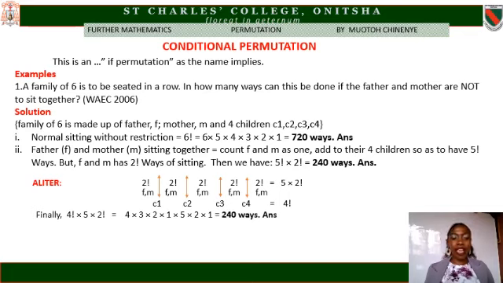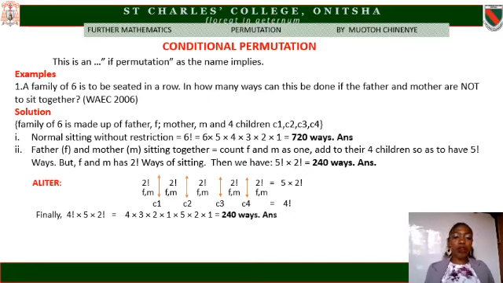WAEC 2006. Before we go into answering this question proper, let's look at some aspects of this question. The family of 6, remember, is made up of father, mother, and 4 children. So if we are having normal sitting arrangements, which means that the father can decide to sit anywhere he likes, the mother can sit anywhere she likes, and the children can sit anywhere they like. In that arrangement that is done without restriction, the total number of ways is 6 factorial, which when you simplify will give us 720 ways as an answer.